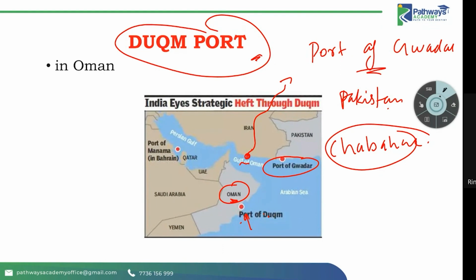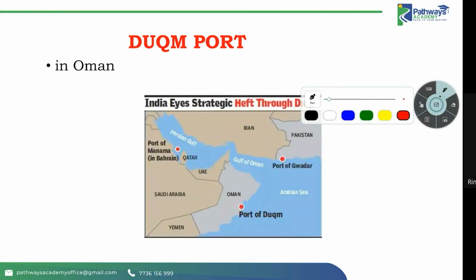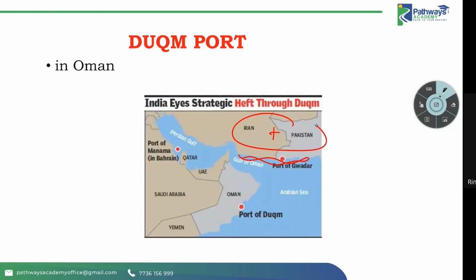Another most important thing is the coast of Iran and Pakistan together, known as Makran coast or Makrana coast. The coast of Pakistan and Iran together is known as Makran coast.